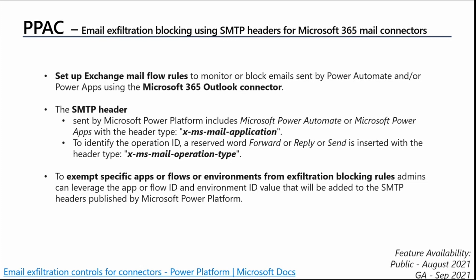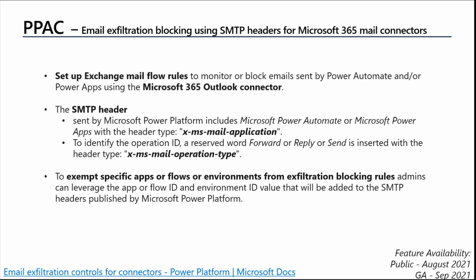Moving on to the email exfiltration blocking part, admins can set up Exchange mail flow rules to monitor or block emails sent by Power Automate and/or Power Apps using the Microsoft 365 Outlook connector. And here there are some tips and tricks that we would like to share with you. The SMTP header sent by Microsoft Power Platform will include Microsoft Power Automate and Microsoft Power Apps with the header type x-ms-mail-application. And further, in order to identify the operation ID, a reserved word, forward, reply, or send, is inserted with the header type x-ms-mail-operation-type.